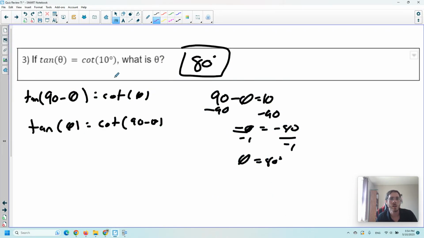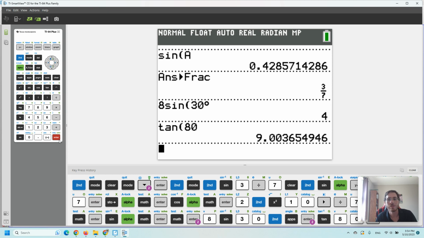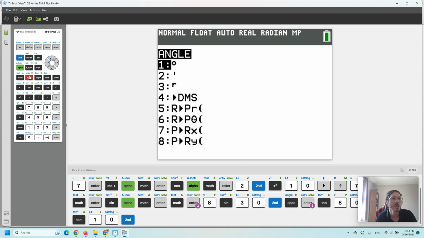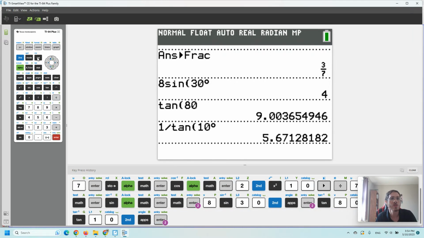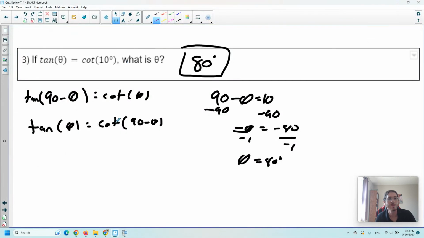Number 3, I guess we could check our answer. So we could do tangent of 80. But again, that's not really super helpful. 1 over tangent of 10. Oh, these are all degrees too, so this isn't even going to be right. So I'm going to do this. Apps, degrees. We don't want tangent of 80, we want tangent of 80 degrees. So I mean, we could check that way, but again, seems like we're just slowing down. We're just wasting our time here.